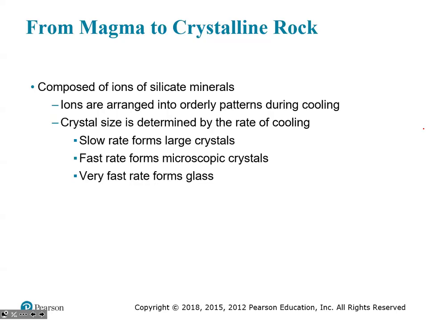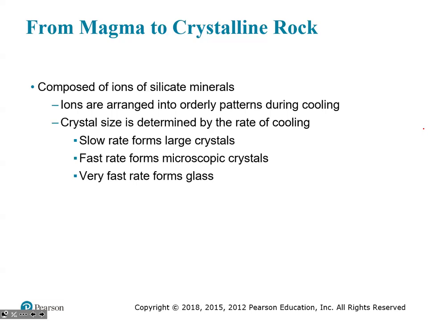A fast rate will form microscopic crystals. If you have a piece of basalt, it'll look like a smooth, dark surface because it cooled very quickly. Because most basalt, well, basalt all forms at the surface, but most basalt also forms underwater, it cools very quickly. And if it cools really fast, you get glass. So you get things like obsidian. Obsidian is formed when lava cools so fast, it doesn't have time to form crystals.